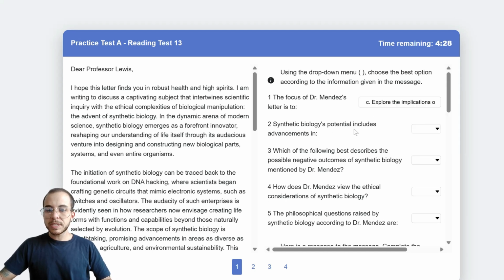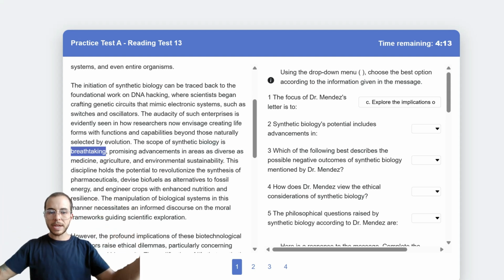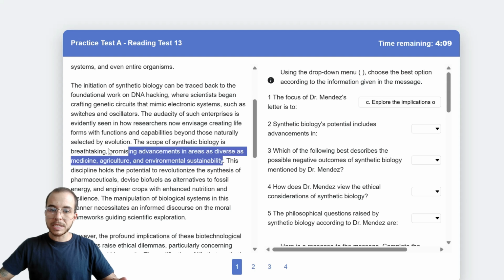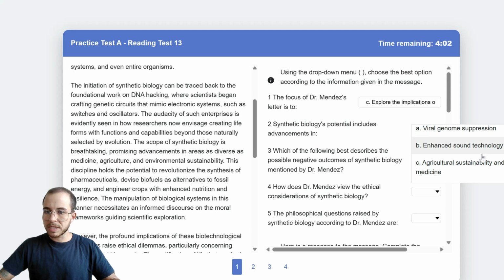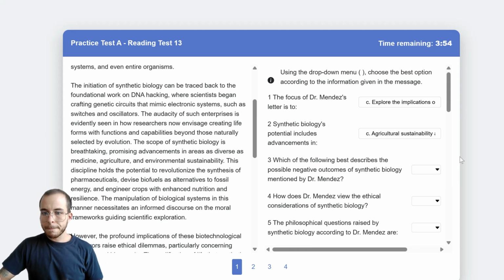Synthetic biology's potential includes advancements in. Okay, synthetic biology, but where did she talk about the advancements? The scope of synthetic biology is breathtaking. Scope means the vastness, the wideness, what it can do. Medicine, agriculture, environmental sustainabilities. Aha. Let's see. Viral gene suppression, no. Enhanced sound technology, never once did they talk about sound. Agricultural sustainability and medicine. Okay, definitely. Our answer is right there.